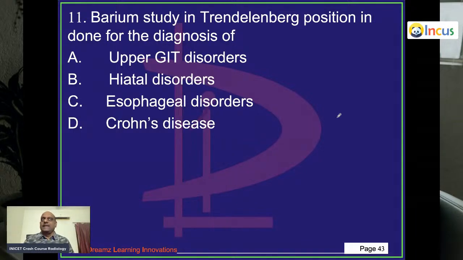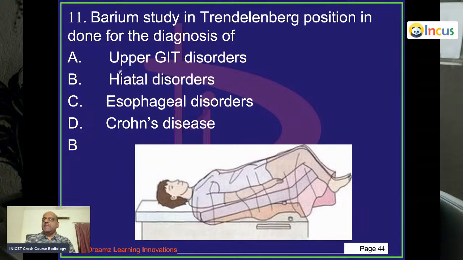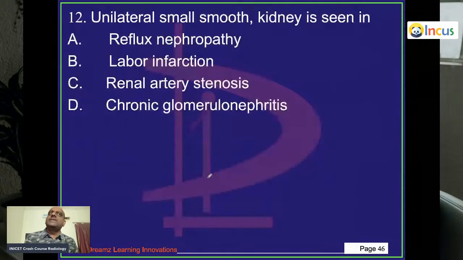Very good, doctor. Now, barium study in Trendelenburg position is done for what? It is done for hiatal disorders. Whenever there is any hiatus hernia, if you do barium in a Trendelenburg position, then the herniation will become much more obvious, is what you need to remember.